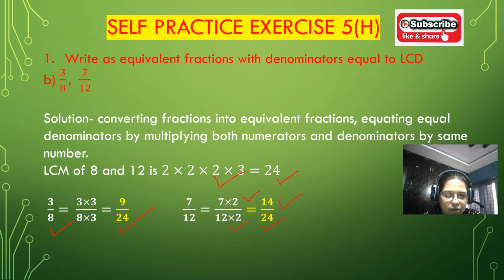So we get 14 divided by 24, which is the equivalent fraction of 7 divided by 12. So 9 divided by 24 and 14 divided by 24 are the two equivalent fractions of the fractions 3 divided by 8 and 7 divided by 12, with denominator equal to the LCD or LCM of the denominators 8 and 12, that is 24. Both have the same denominator, 24.